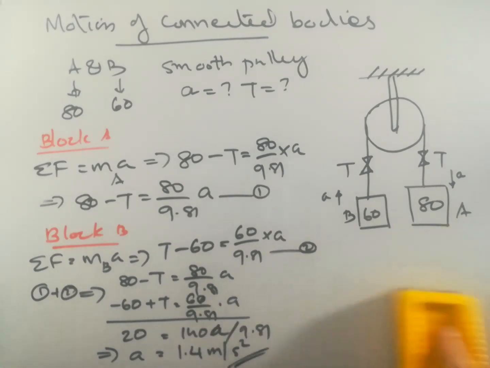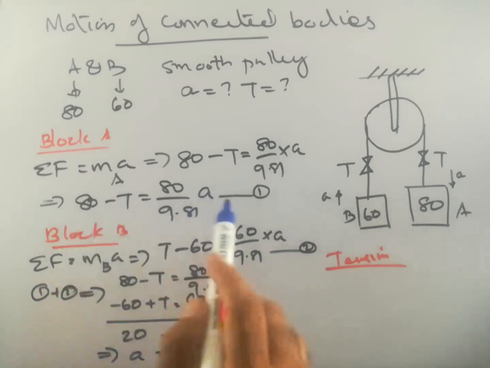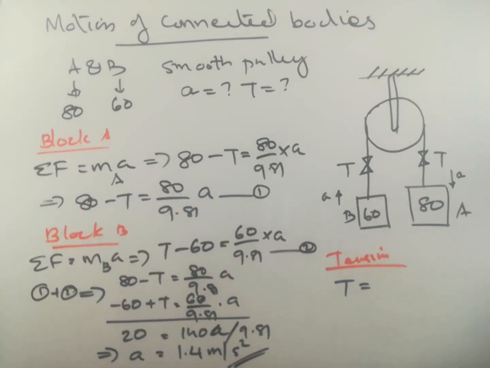Once you get the acceleration, by simply substituting the value in any of the equations we have formed, we will get the tension, because the tension is the same for both cases. Substituting the value of a in any of the equations, you will get the tension T equal to 68.5 Newton. So in this problem of motion of connected bodies, we considered the bodies separately and formed the equations by drawing free body diagrams of each of them individually.